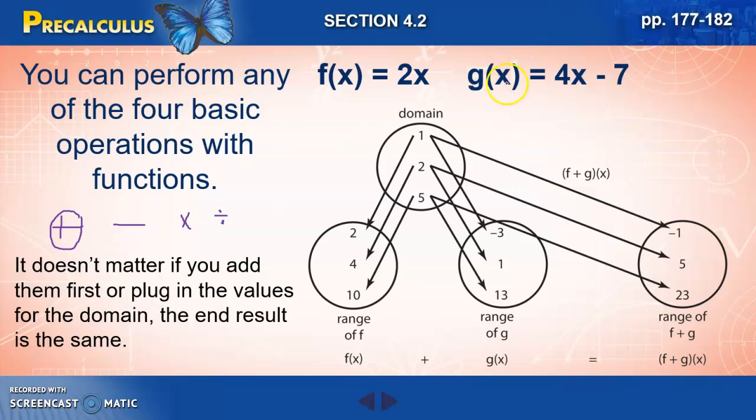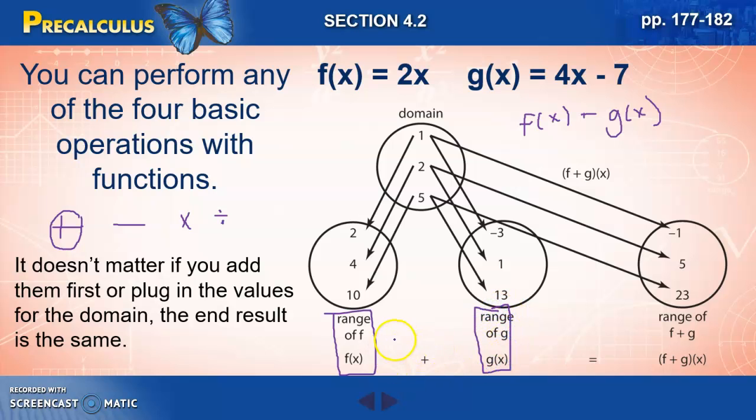When we are adding functions, take f of x equals 2x and g of x equals 4x plus 7. Let's say I want to add f of x plus g of x. I could first plug in the values for the domain. Our domain values are 1, 2, and 5. When I plug that into f of x, I get 2, 4, and 10. So here's our range of f of x. When I plug it into g of x, I get negative 3, 1, 13. So there's my range of g of x.